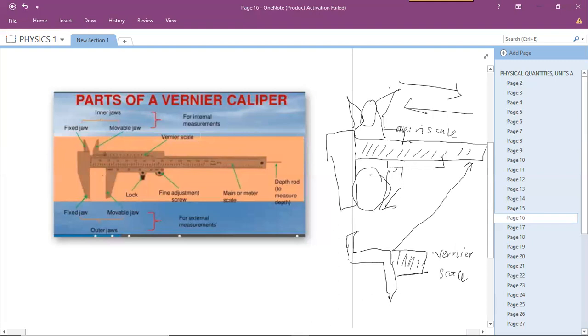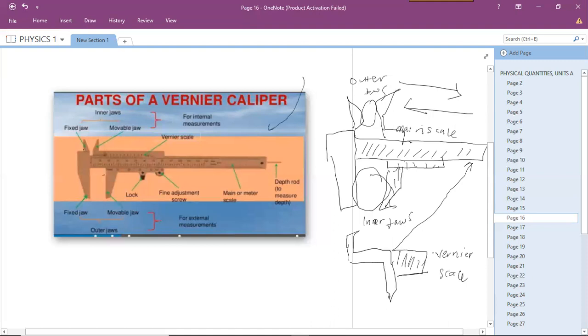So these are known as the outer jaws, and these are known as the inner jaws. So remember, this big ruler, you can't move it. No wonder it's called the main scale. But this smaller ruler here, it's movable. No wonder it's called the Vernier scale. So every time when making readings, you first have to start with your main scale reading, then you add it with your Vernier scale reading multiplied by the least count, which is 0.01 centimeters.